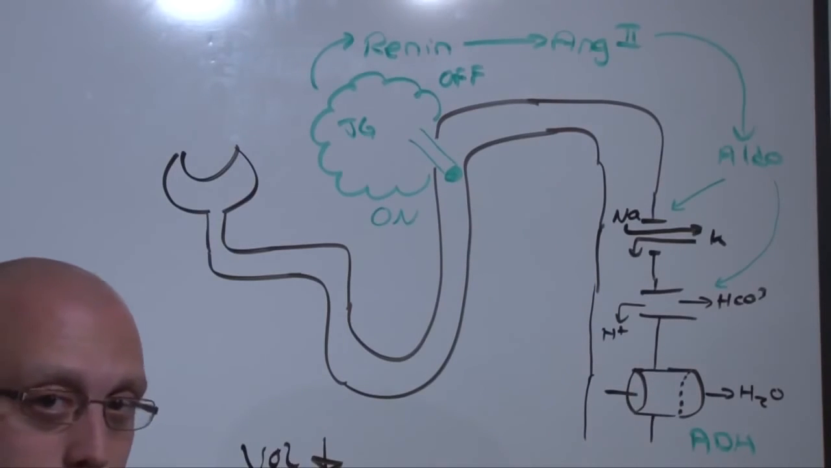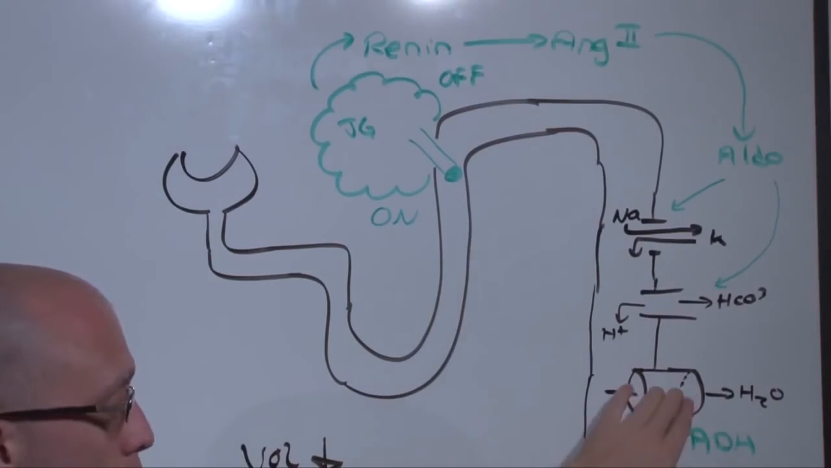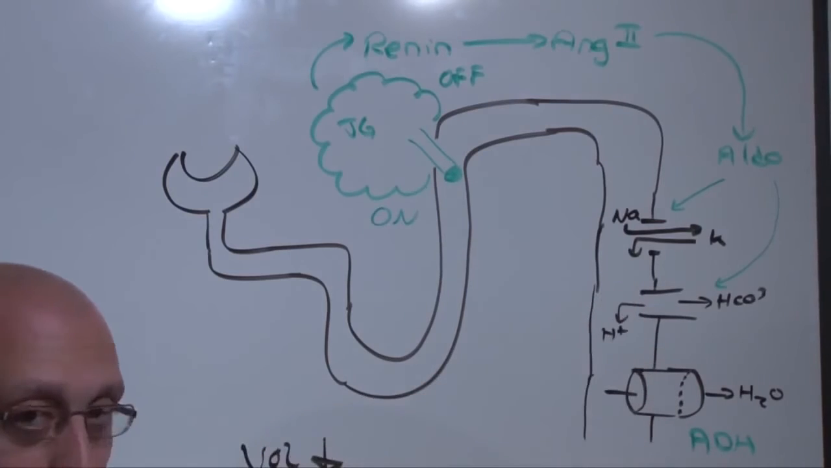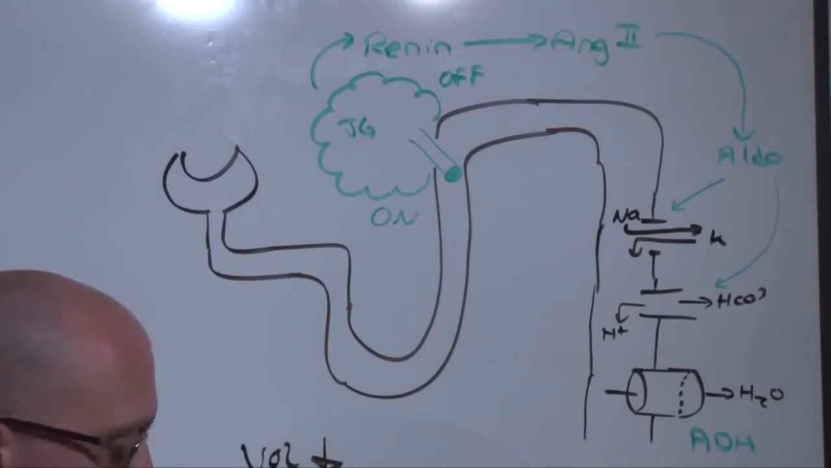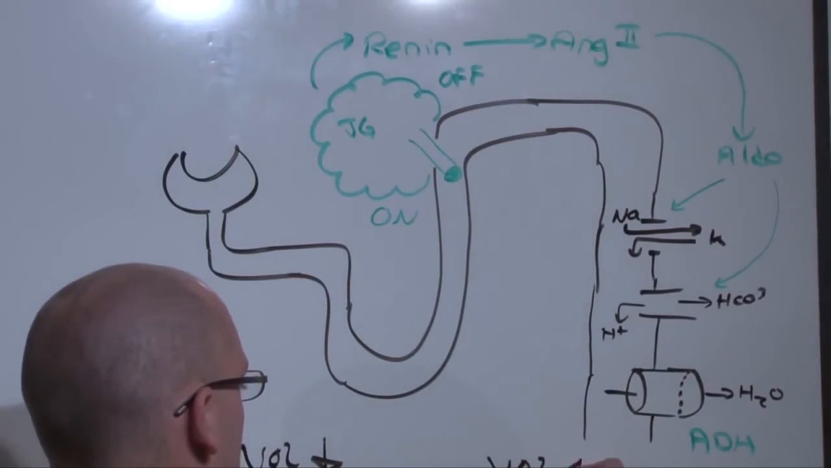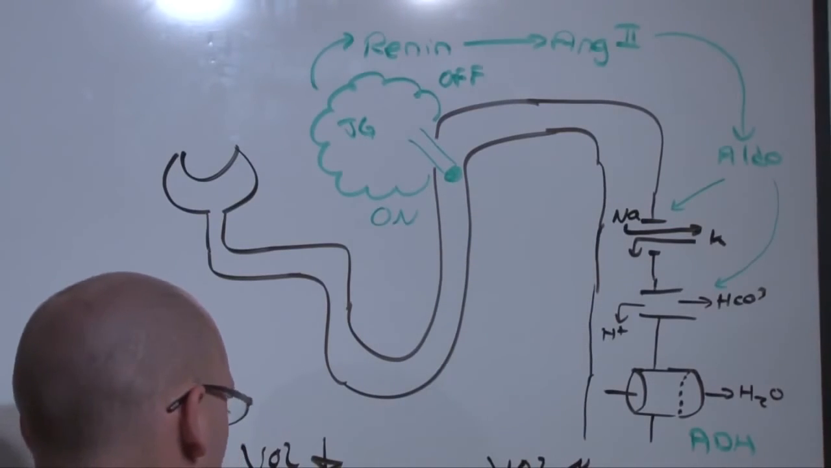Because water follows salt and your volume is now up, ADH is turned off, so there's few aquaporin channels, which means that sodium is being lost, as is water. Which means that in the volume expanded state, the normal response of the kidney will be to increase the urine sodium and dump water.